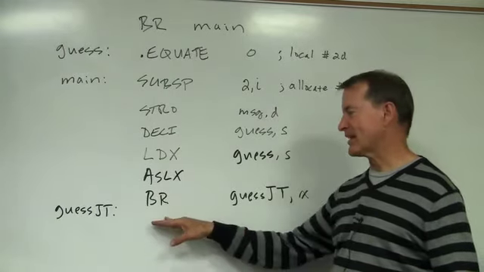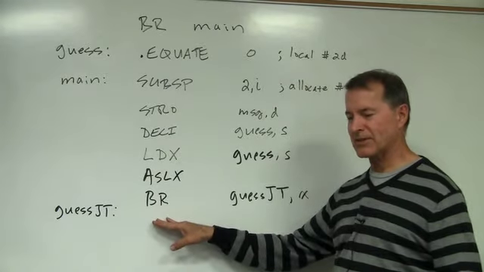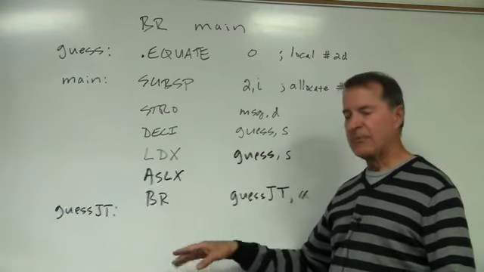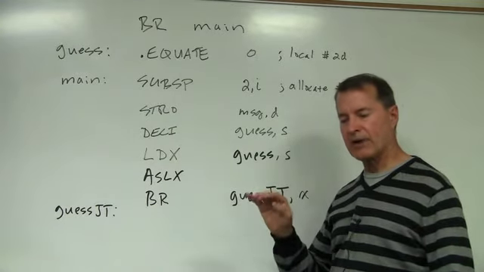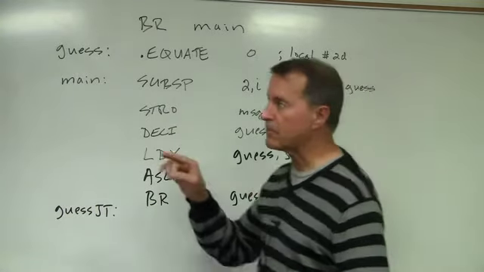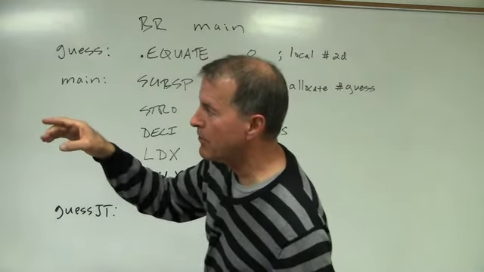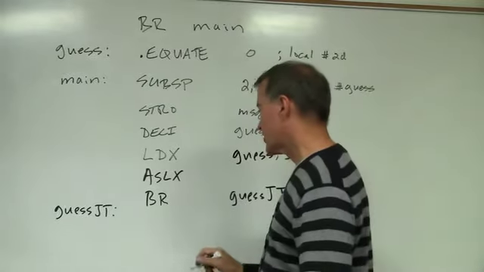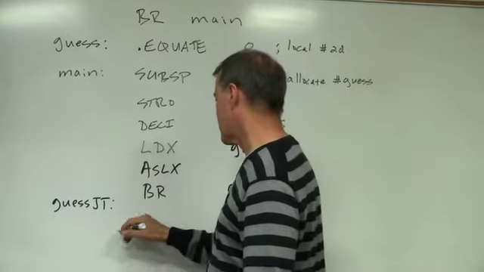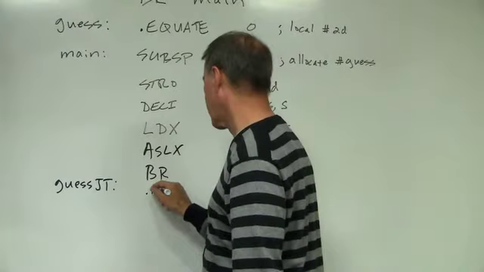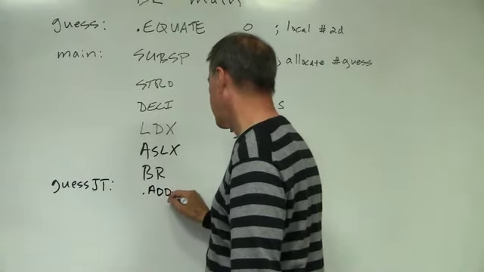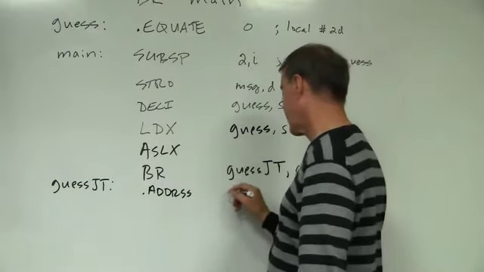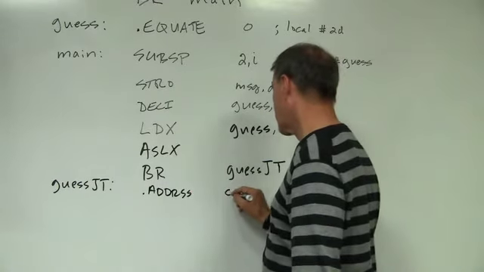This is going to be kind of tricky to understand as we go because we're actually using symbols that we're not defining until later. But see, what's going to happen is we're going to have a label, a symbol for case 0 and a symbol for case 1 and a symbol for case 2 and so on. All right. So this guess jump table, what we'll do is this will be .ADDRSS, and there's a symbol coming up later, and that'll be case 0.